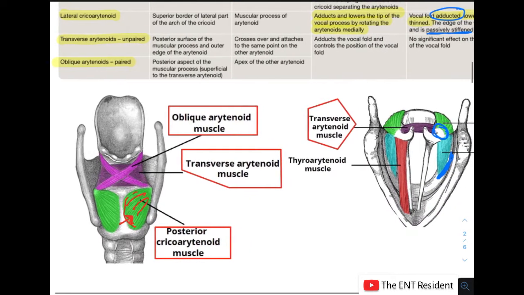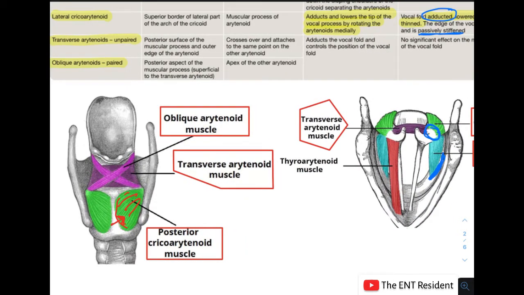Now, this transverse arytenoid muscle is one unpaired muscle. It takes origin from the posterior surface of the muscular process and the outer edge of the arytenoid.